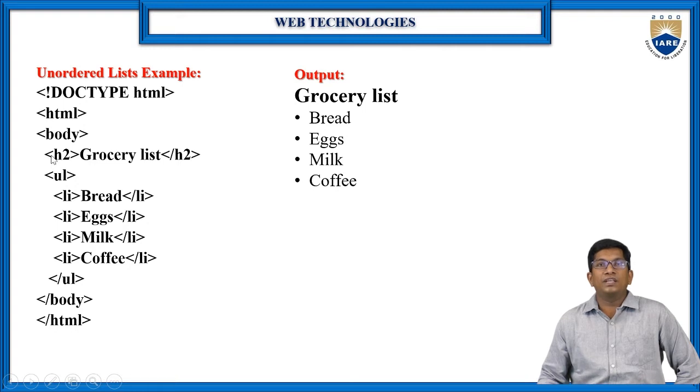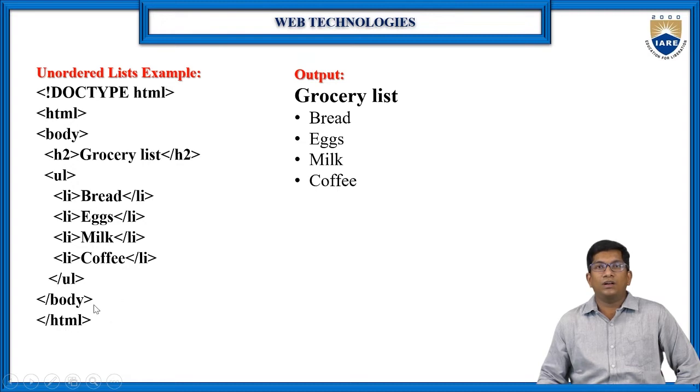You use the H2 tag for displaying the grocery list, which is a title displayed in one particular size. After that, we want to display the list of items in an unordered list. Start with the UL tag and end with /UL. In between that, you write the list of items. For example, I am storing here a list of items: bread, eggs, milk, coffee. Each item you have to write in between li and /li, that means an open tag and an end tag.